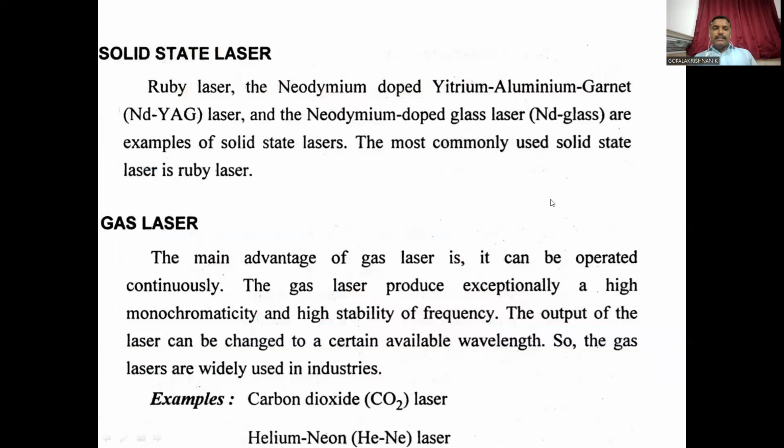Next one, solid state laser. Ruby laser, neodymium doped yttrium aluminum garnet laser and neodymium doped glass laser are examples of solid state lasers. The most used solid state laser is the ruby laser. Gas laser: the main advantage of the gas laser is that it can be operated continuously. The gas laser produces high monochromaticity and high stability of frequency. The output of the laser can be changed to a certain available wavelength, so gas lasers are widely used in industries.